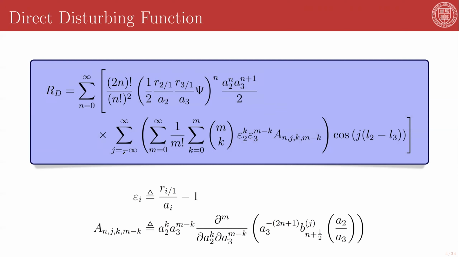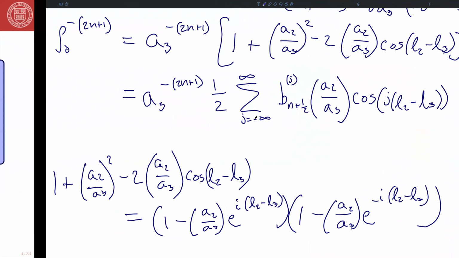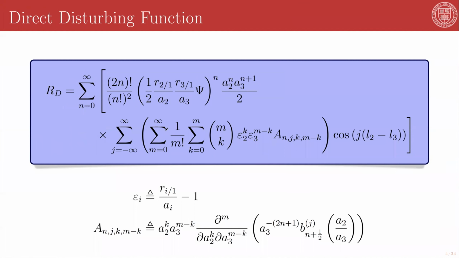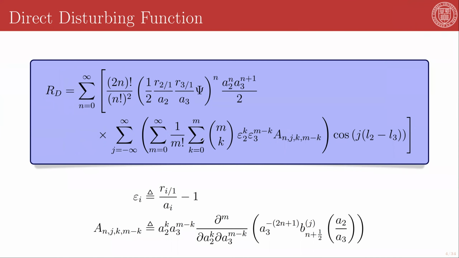The inner summation in j from negative infinity to infinity comes from our use of the Laplace coefficients to represent this rho naught to the negative 2n plus 1. It is this summation. It itself is summing over another infinite summation over index m. That comes from our Taylor expansion of the R naught term, this term here. And finally, we have a new innermost summation over a new index k, which allows us to use this compacted notation in order to package everything together.